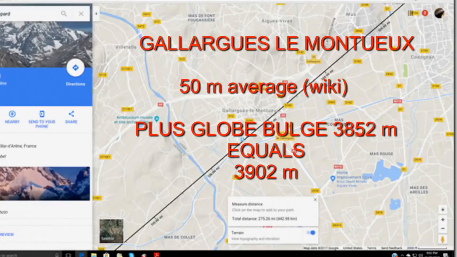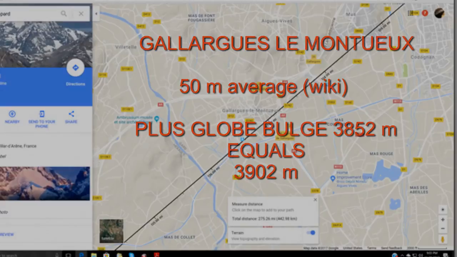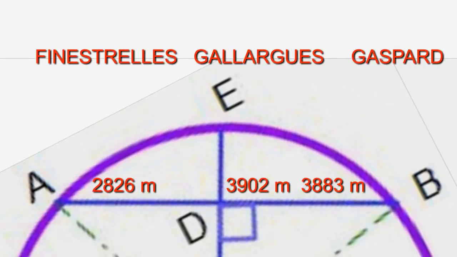To the calculated globe bulge, we add the elevation in the middle between the 2 mountains, which is 50 meters. The total is 3,902 meters. Total fictional globe bulge. Here we see 3 red lines representing both of the mountains and the bulge in the middle. We see the total bulge in the middle is actually slightly taller than Mount Gaspard.